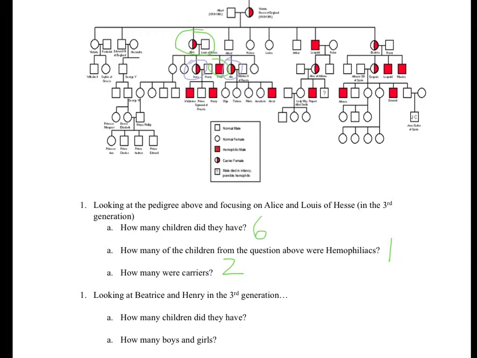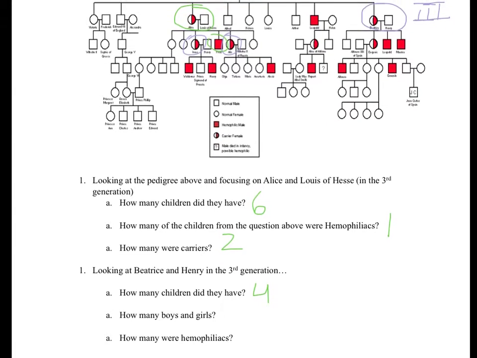Okay, moving on. It says, looking at Beatrice and Henry in the 3rd generation. The generations are a little harder to tell in this pedigree, but we see Beatrice and Henry here. This is the 3rd generation row, and the other 2 are above it, though they only have one couple in each of those generations on this pedigree. It says how many children did they have. So again, we count how many children, follow the down lines from them. So I have 1, 2, 3, and 4. So the answer to that one would be 4.